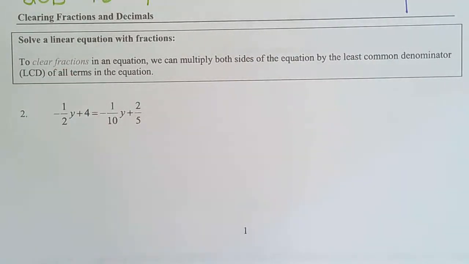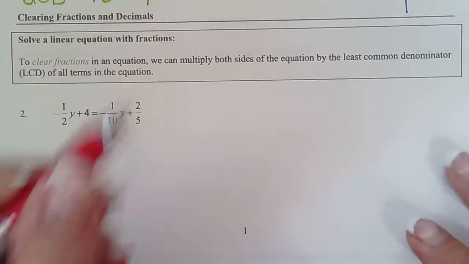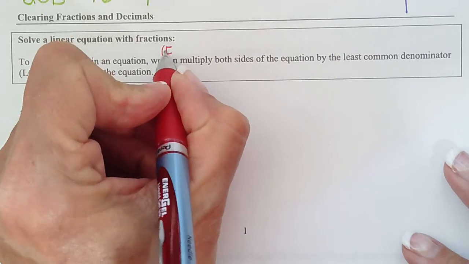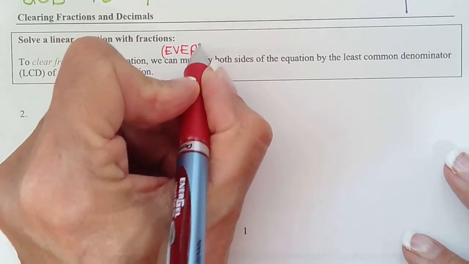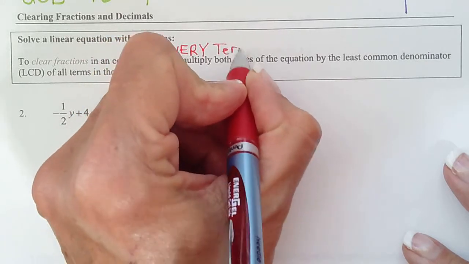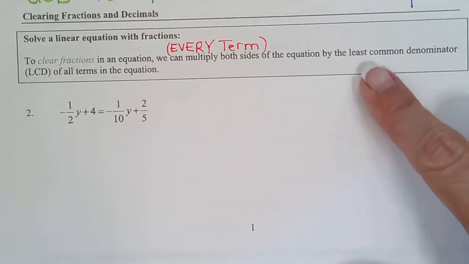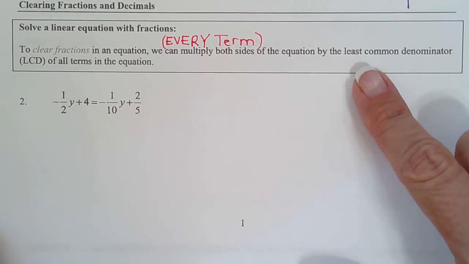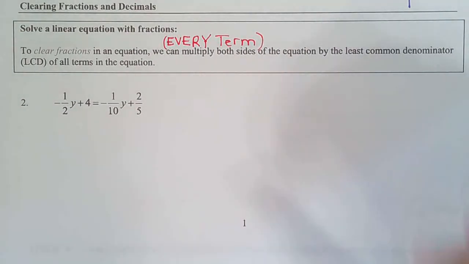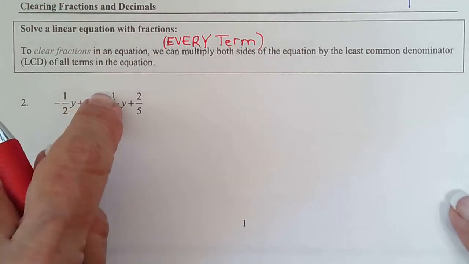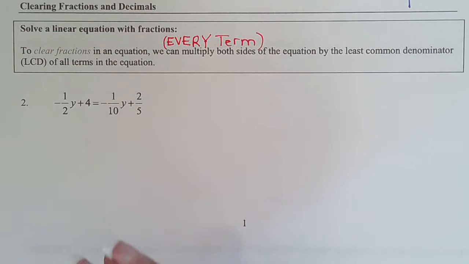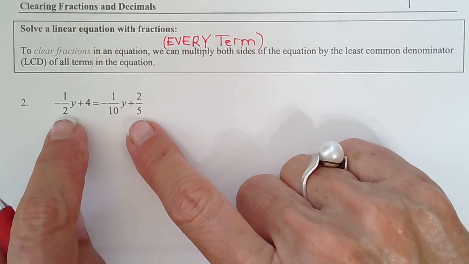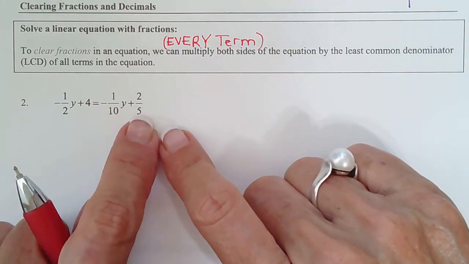To clear fractions, they teach you in Math 091 that you multiply both sides, or I like to say every term, better than both sides. So every term of the equation by the least common denominator. So I just pick a number all the denominators go into, and then I multiply every single term by it. Fractions, non-fractions, decimals, every single term gets multiplied. So look at my denominators, 2, 10, 5.